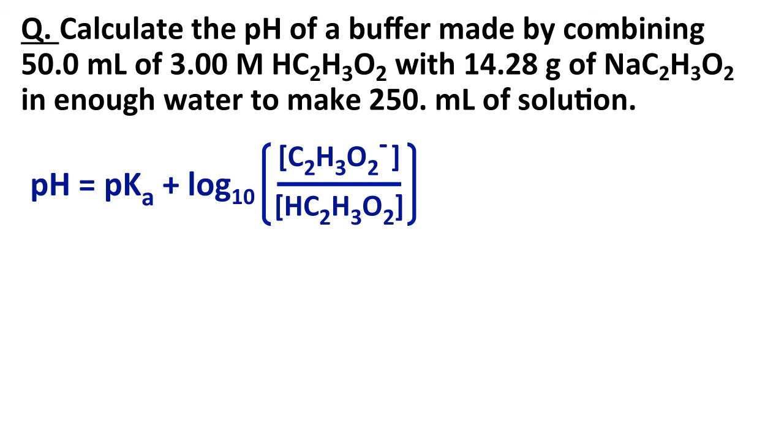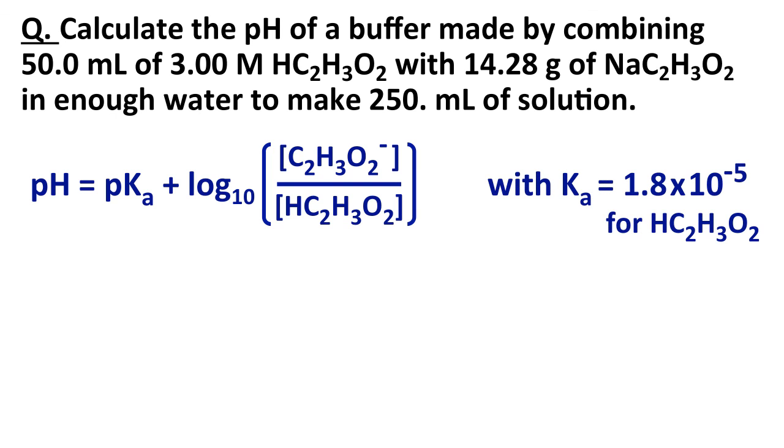We can calculate this pH using the buffer equation or the Henderson-Hasselbalch equation, and we remember we're going to need to know the pKa, which means we need to know the Ka of the weak acid, and that value can be found in tables. For acetic acid, the Ka is 1.8 times 10 to the minus fifth, and then we're going to need to determine the concentration of the acetate ion and the concentration of the acetic acid, and then put these all into our equation and see what kind of pH value we get. Well, let's start by calculating the acetic acid concentration.